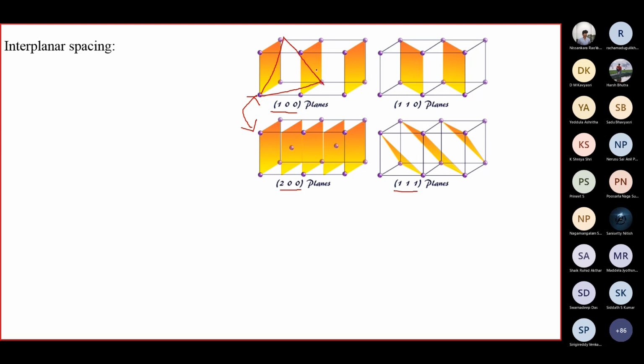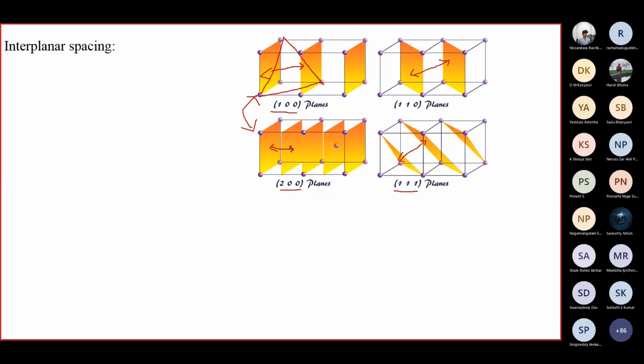Now, what changes in these planes? In these planes, what changes is the distance between the planes. Here, this is the distance between the planes. Here, this is the distance between the planes. Here, this is the distance between the planes. So, the distance between the planes changes.